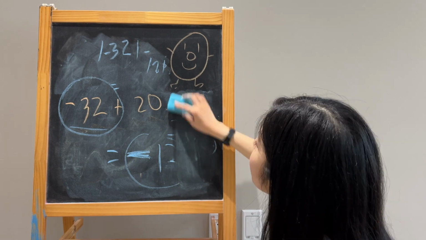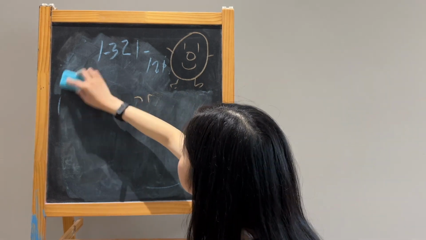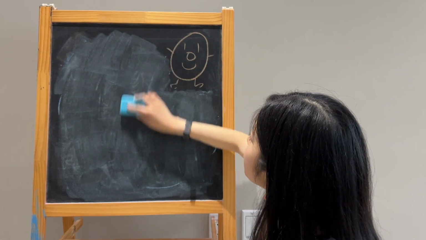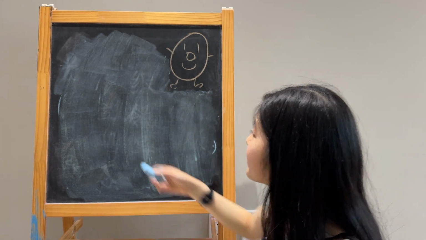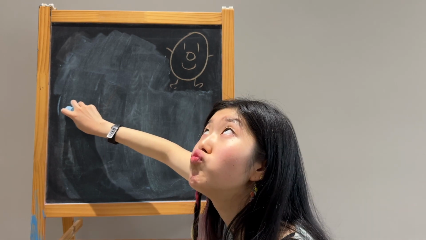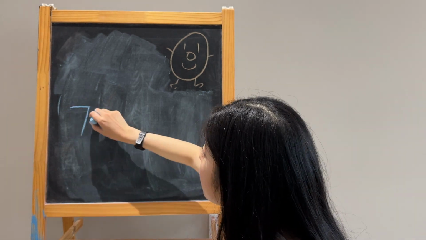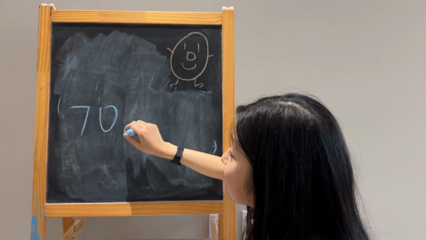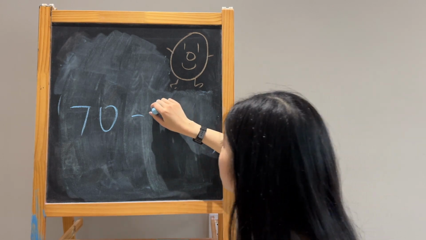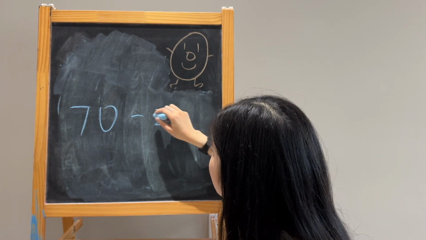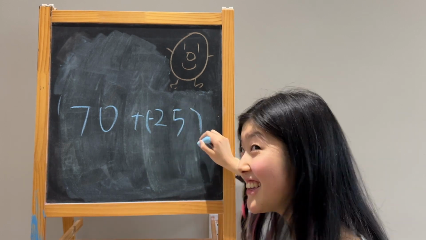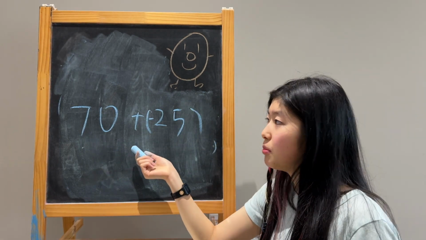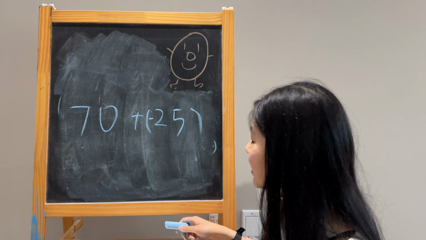Now let's do one last example, and then we'll move on to subtraction. Okay, let's do 70 plus negative 25. I almost got ahead of myself there.